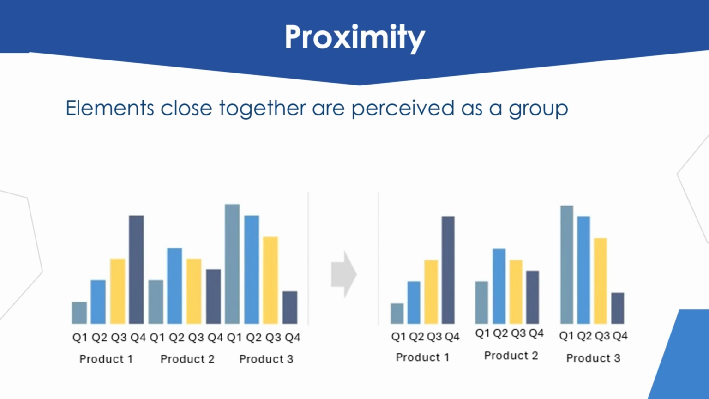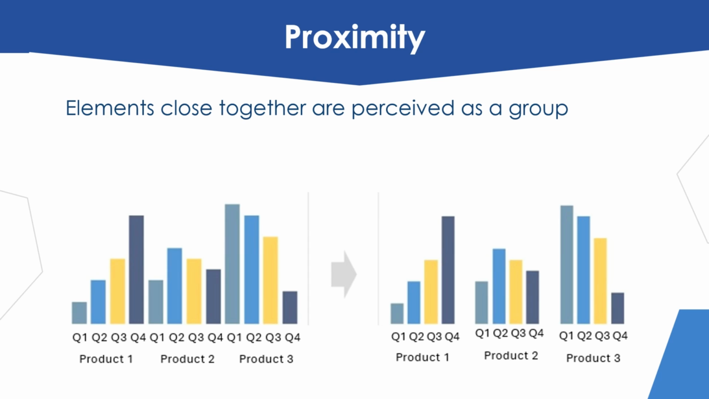The first principle is proximity. It basically tells us that elements that are close together are perceived as a group. And the first practical application of this principle is grouping your bar charts into clusters, as you can see on the screen. So if you compare the graph to the left with the graph to the right, you can really see the difference in the clarity of communication.